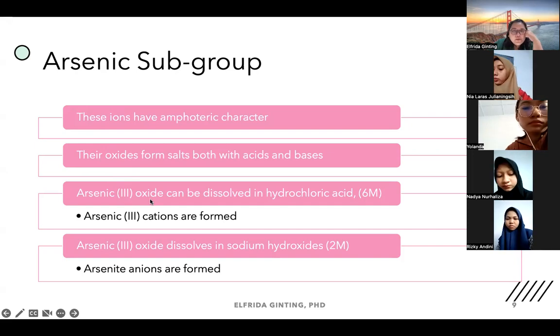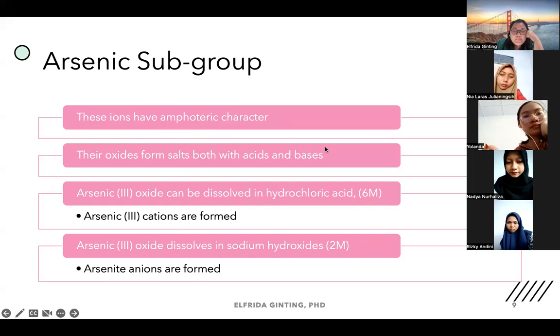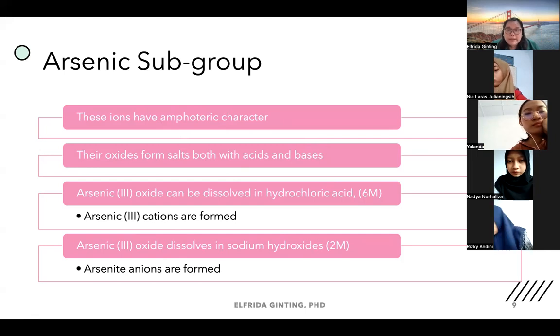Arsenic 3 oxide, you can react it with hydrochloric acid, 6 molar, and you can see it will form arsenic 3 cation. And also, arsenic 3 oxide can be dissolved in sodium hydroxide, and this time, arsenite anion is formed. So that's why it has amphoteric character. If it reacts with acid, the cation will be formed. If it reacts with base, the anion will be formed. So you understand now what it means that arsenic has amphoteric character.